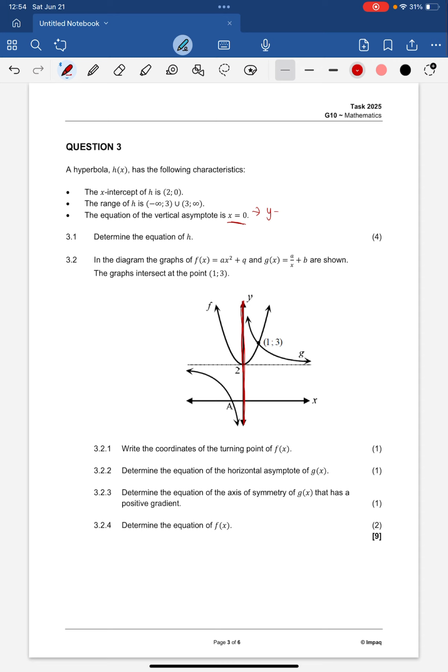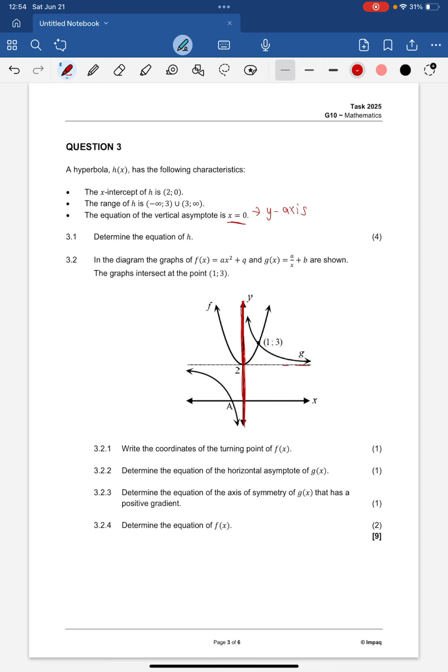Even though we don't draw it in grade 10, we're not going to draw a vertical asymptote, but we should know that the hyperbola has got a vertical asymptote at x equals 0. In other words, the y-axis acts as a vertical asymptote for a hyperbolic function. Then obviously we have this one, which we can read off of the equation. Determine the equation of h.